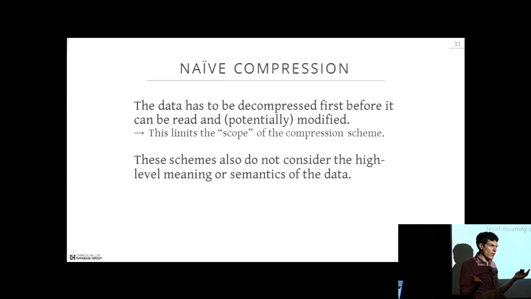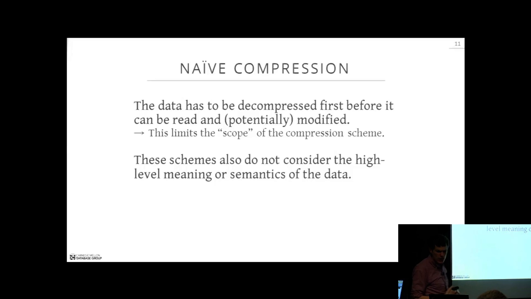Like if you want to do a count on it, for example, if I have 10 compressed items, I don't need to decompress them to count them. I can just count the compressed items, right? Well, you can't quite do that in here unless you pre-compute those aggregations. So any questions about the naive compression?